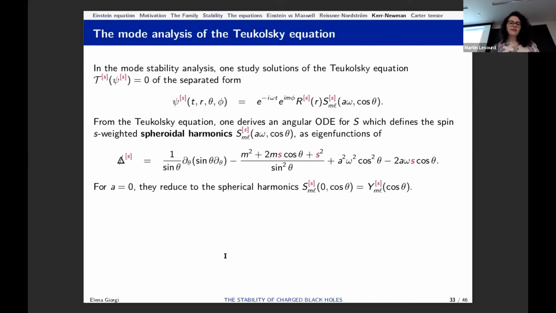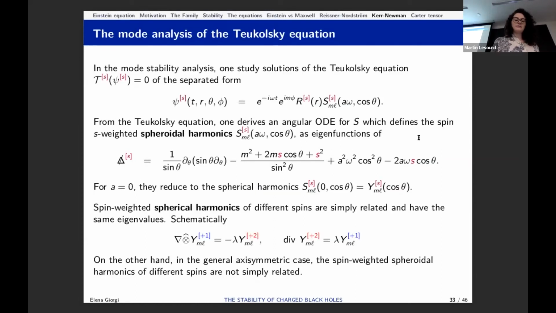Remember, in mode stability, one studies solutions to the Teukolsky equation of separated form. You have some separation given by your t and phi symmetry, and then some function of r and a function of theta. Once you plug this ansatz into the Teukolsky equation, you obtain a radial ODE for R, but also an angular ODE for S. This is the definition of spheroidal harmonics, which are eigenfunctions of this funny Laplacian. Of course, if a is equal to 0, this reduces to the spherical harmonics.